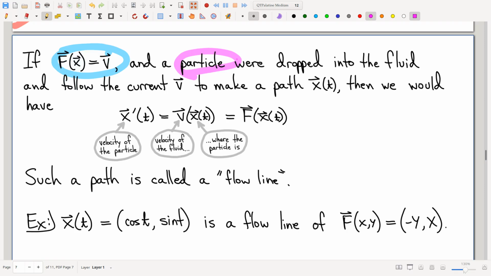this pool floaty, when you drop it into the pool, follows the current, and it's going to generate a path. It's going to move along some path, and we can say that position as a function of time is x of t, and the question is, how do we find this parameterization? Everybody on board with the question? Okay. All right, so how do we get our hands on that?